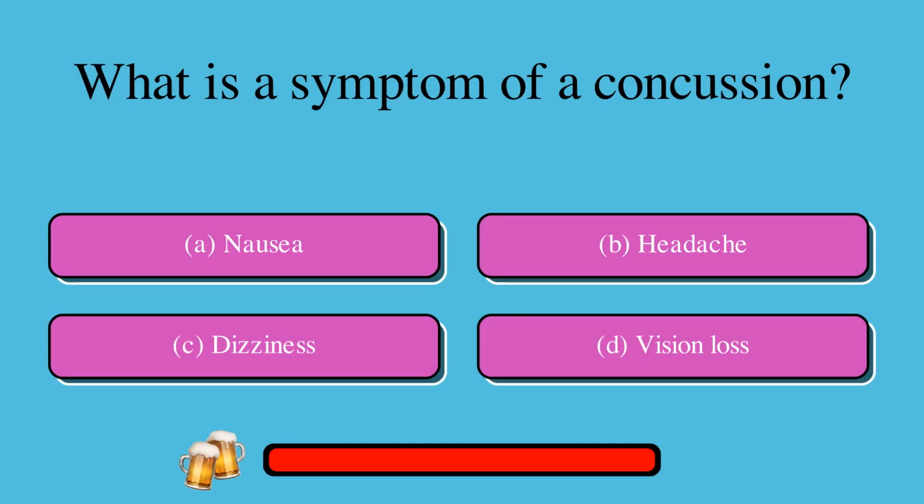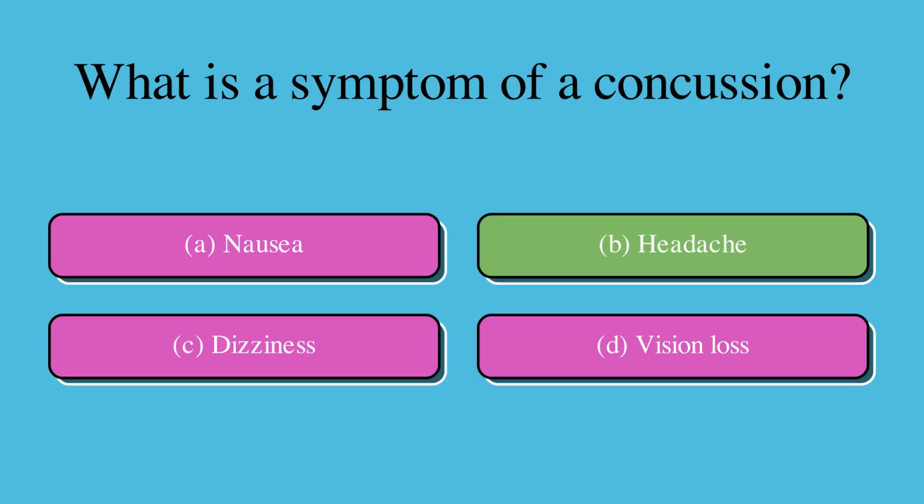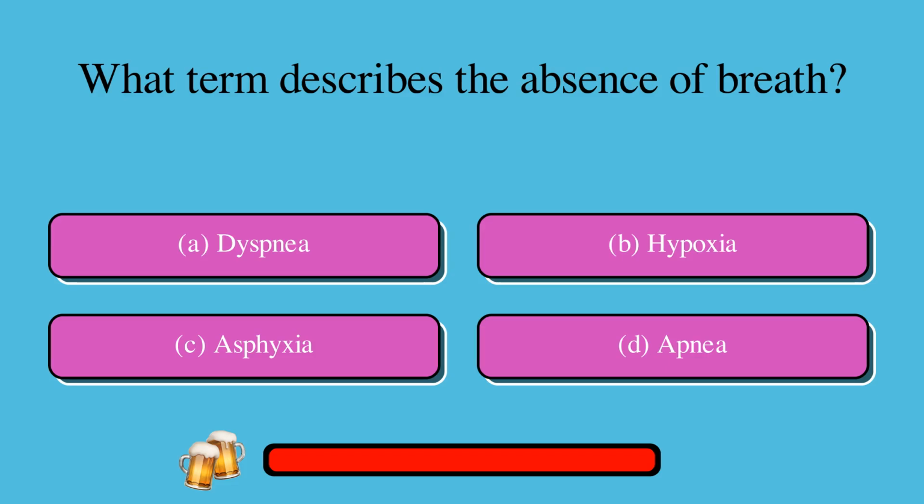What is a symptom of a concussion? A, nausea, or B, headache, or C, dizziness, or D, vision loss? The correct answer is B, headache. What term describes the absence of breath? A, dyspnea, or B, hypoxia, or C, asphyxia, or D, apnea? The correct answer is D, apnea.